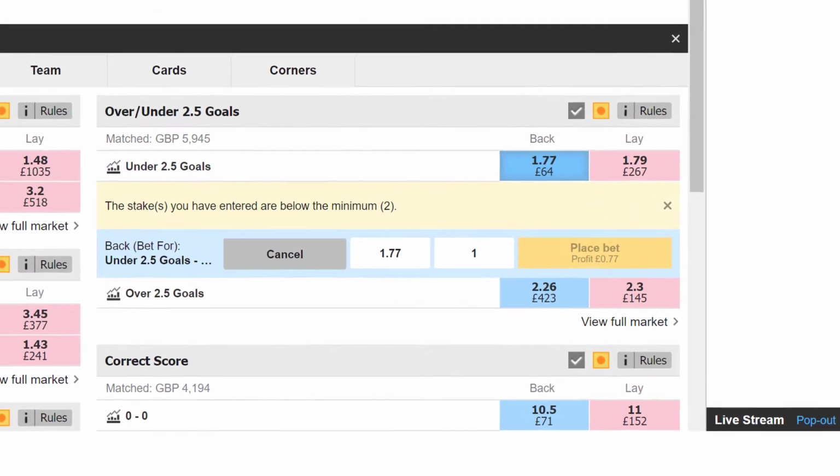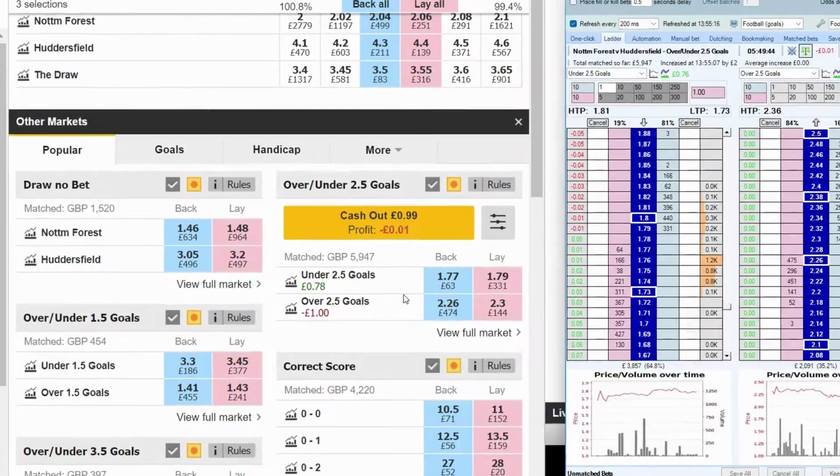One thing to note here is that Betfair obviously have a minimum stake of £2, which means your minimum increment can also be £2. However, BetAngel has allowed me to place bets that are below £2. So if you're on BetAngel, there you go.